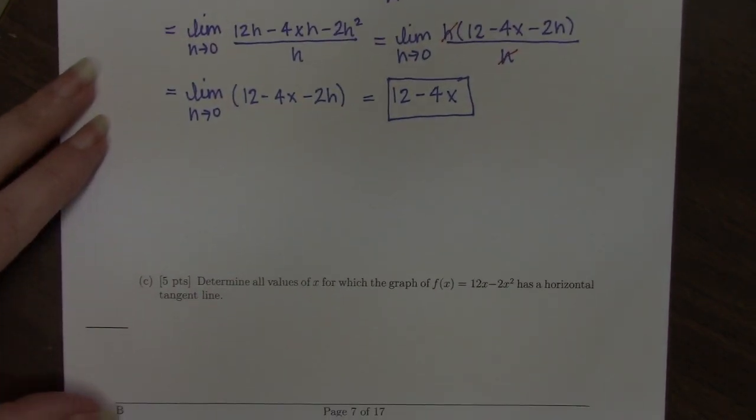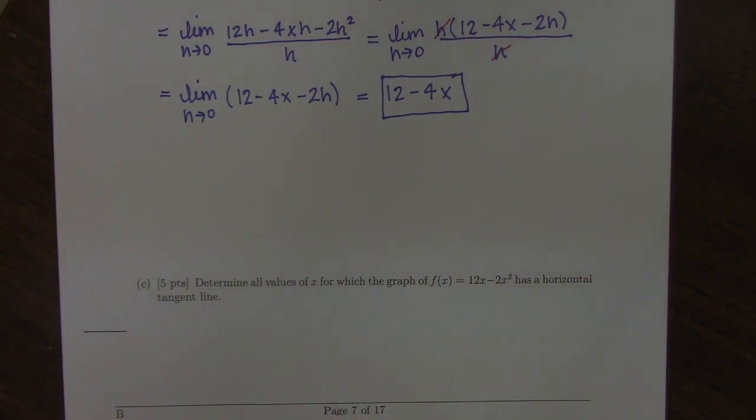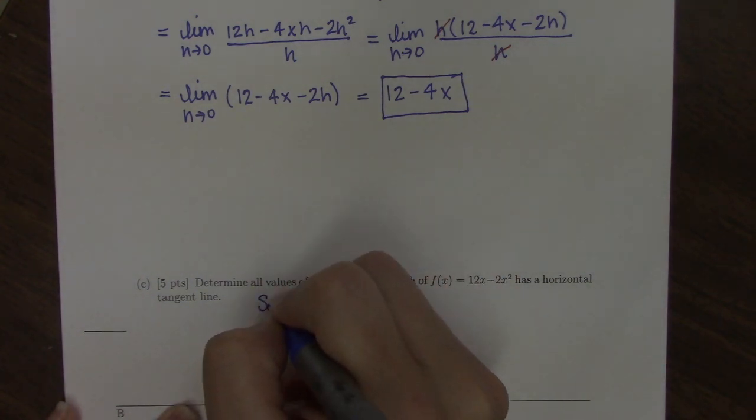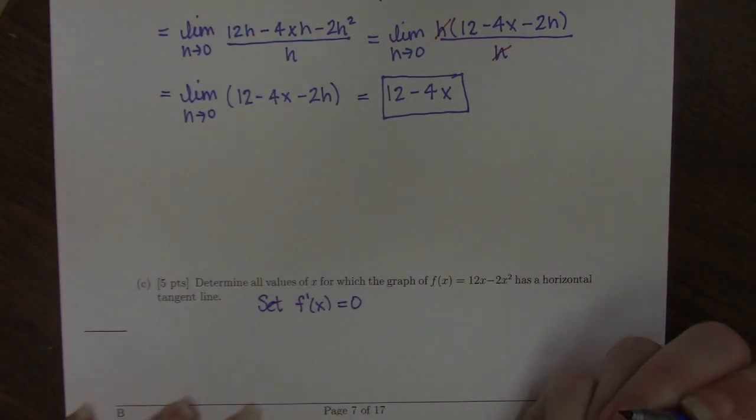Part C says determine all the values for which the graph has a horizontal tangent line. So horizontal lines have a slope of 0. The derivative is the slope of the tangent line. So really what it's saying here is set f prime of x equal to 0.